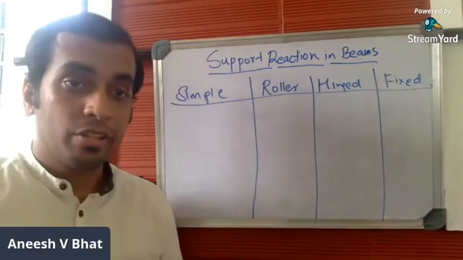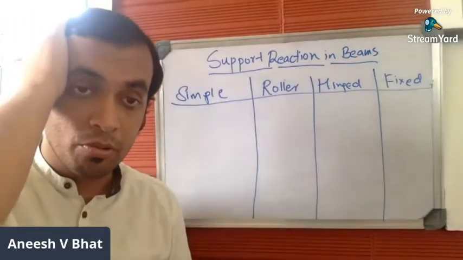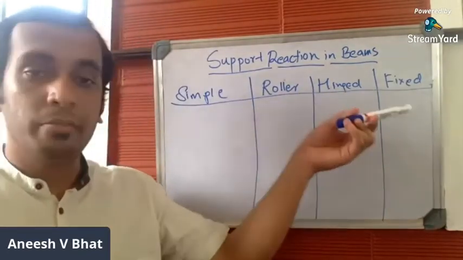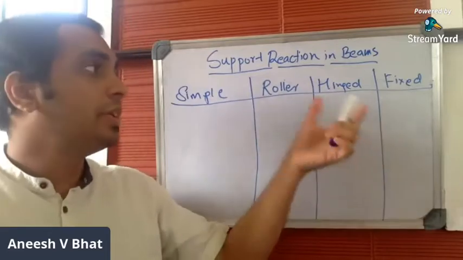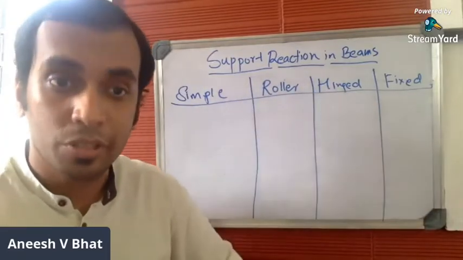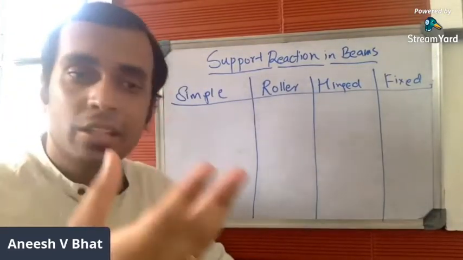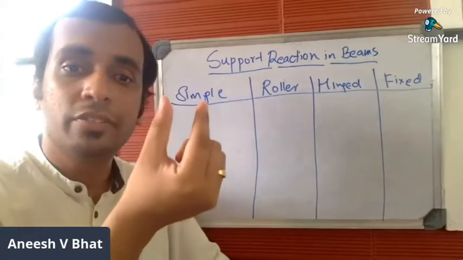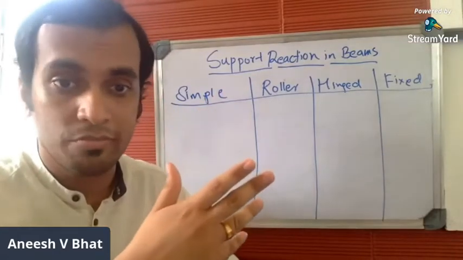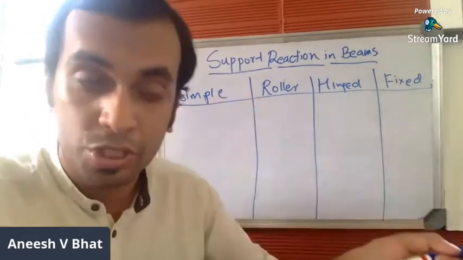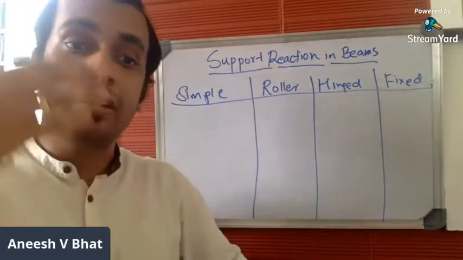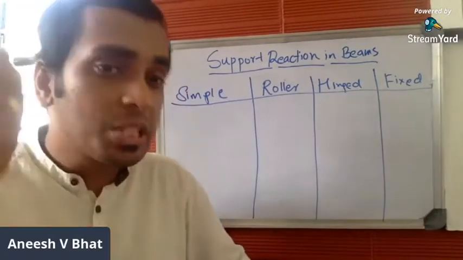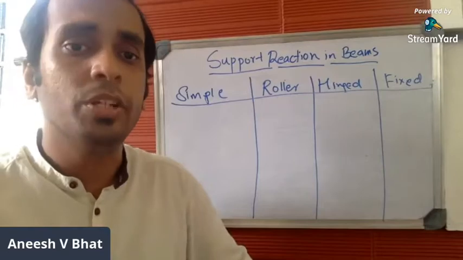The reaction offered by the support depends on the type, so you find the support reaction depending on the type of support which is given to you. Usually in the numericals or in the problem, the support will be given in the form of a drawing. It will not be mentioned in the question. You'll be given a drawing and you're supposed to identify the support just by going through the drawing.